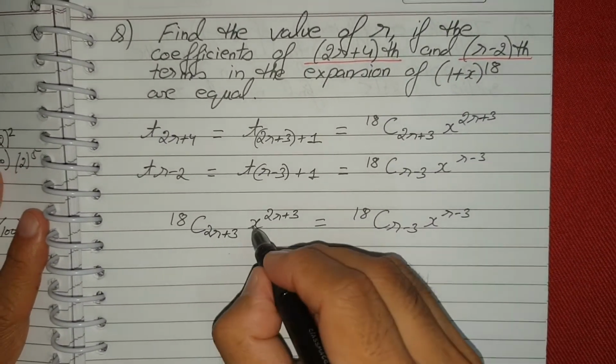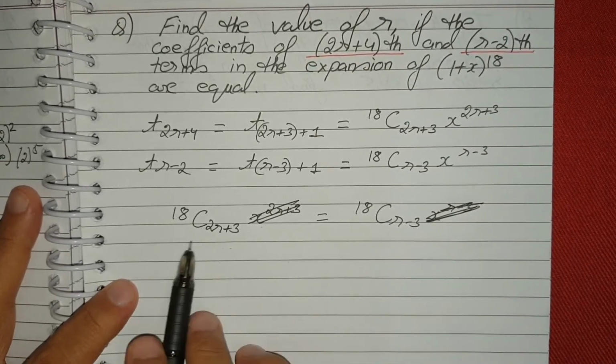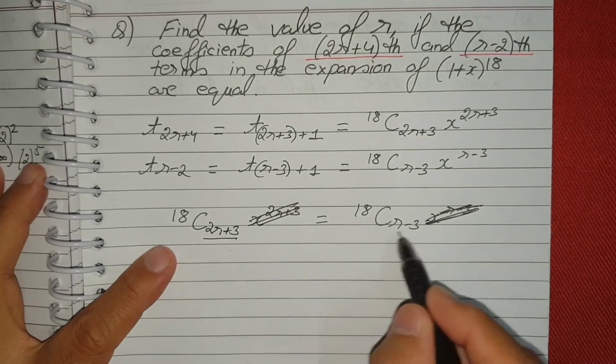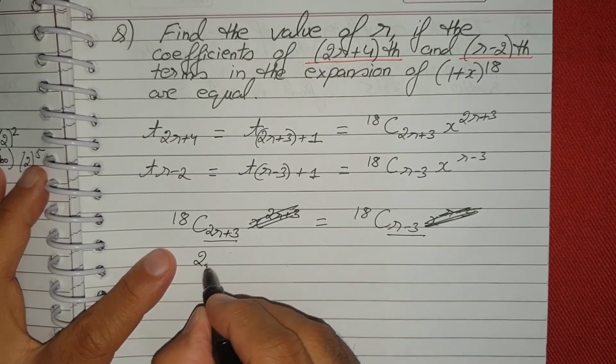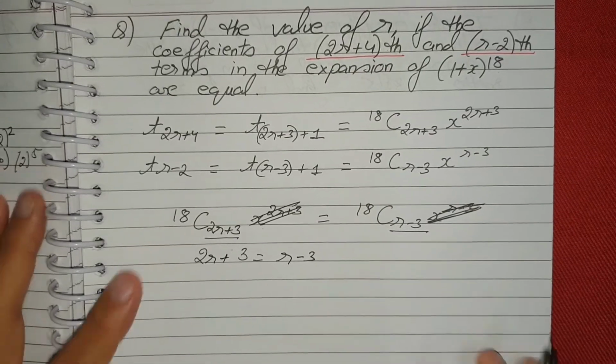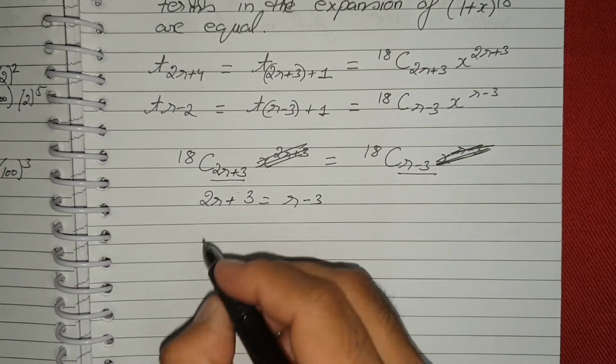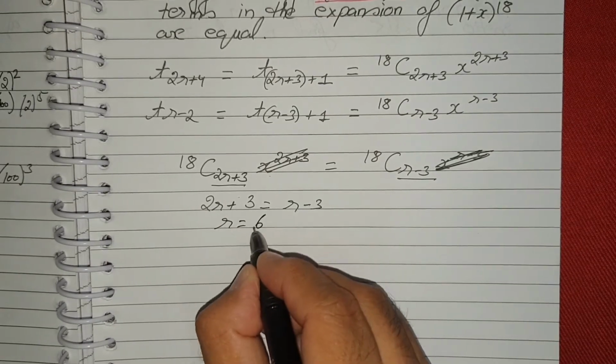So, it is better to write just the coefficient. So, I am removing this. Their coefficients are equal, so we can directly compare this with this. So, 2r+3 equals r-3 because their coefficients are equal. Now solving this we get r equals 6.